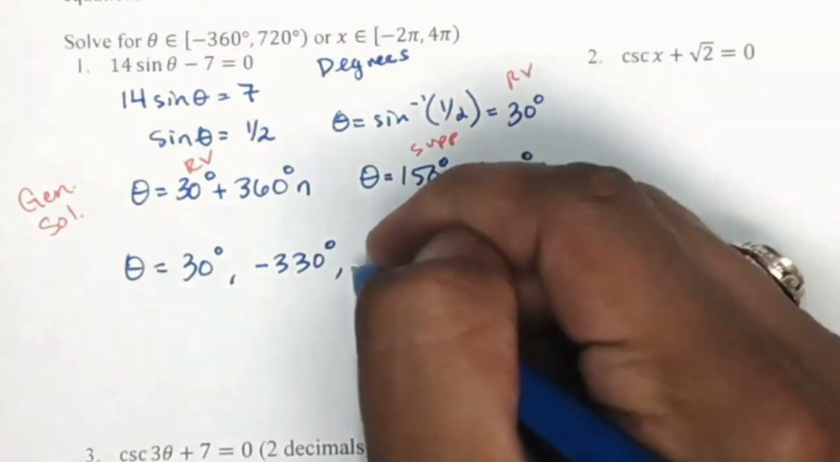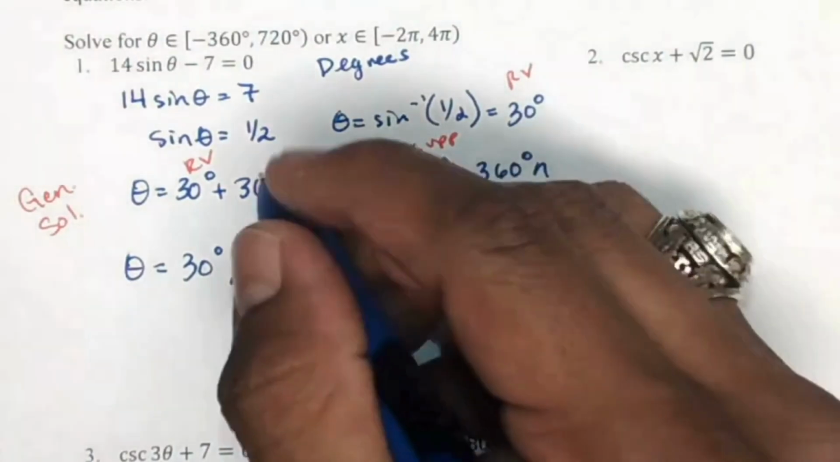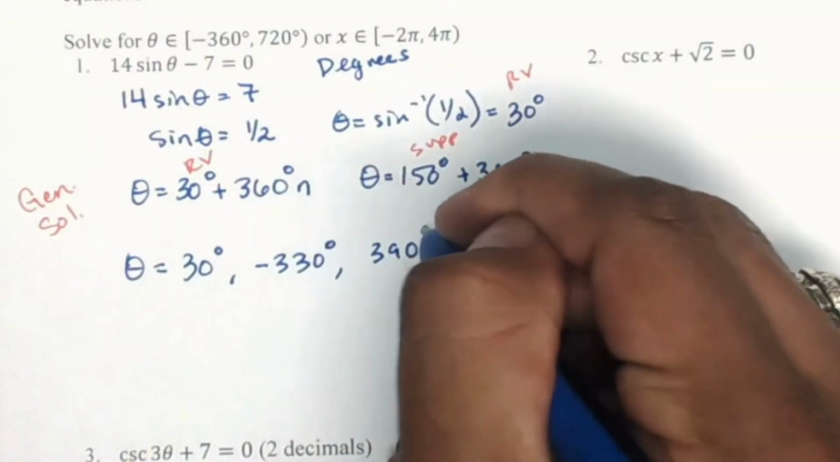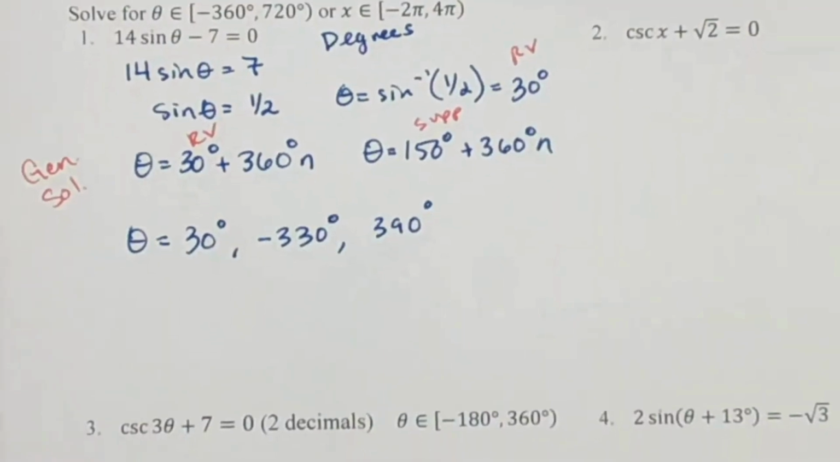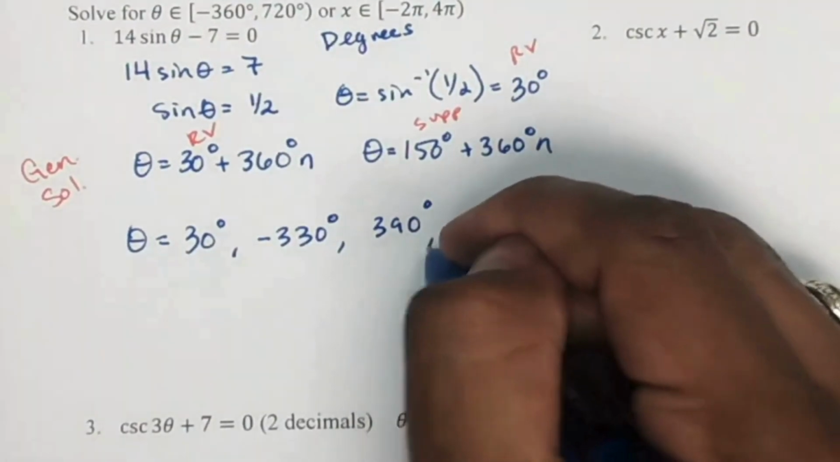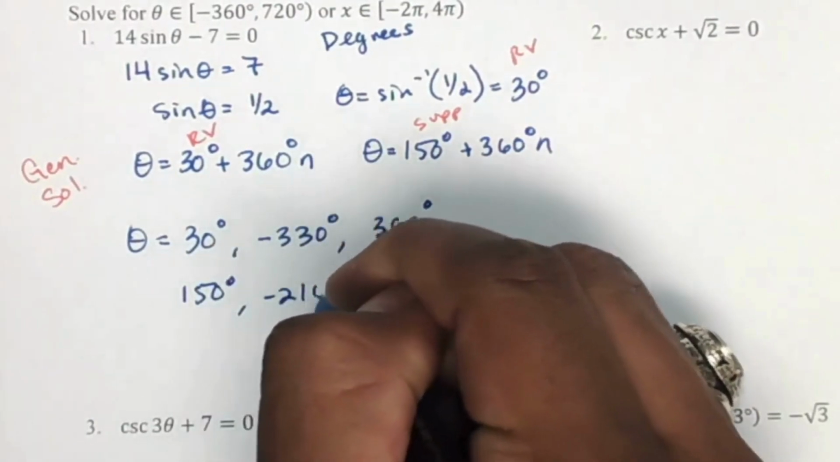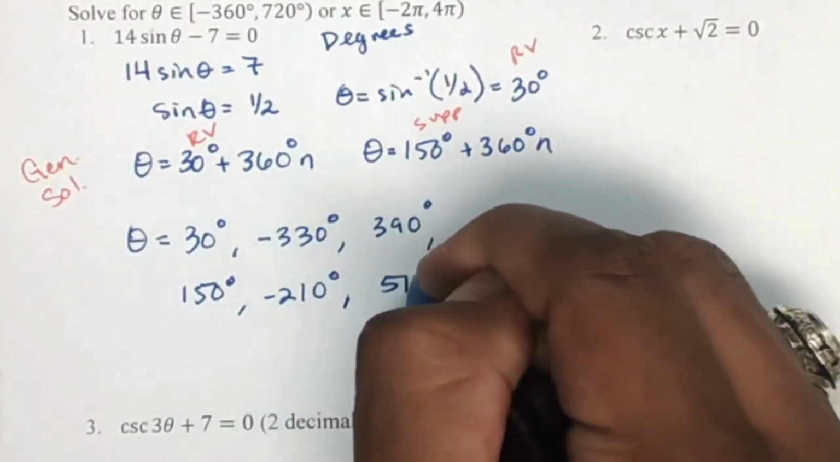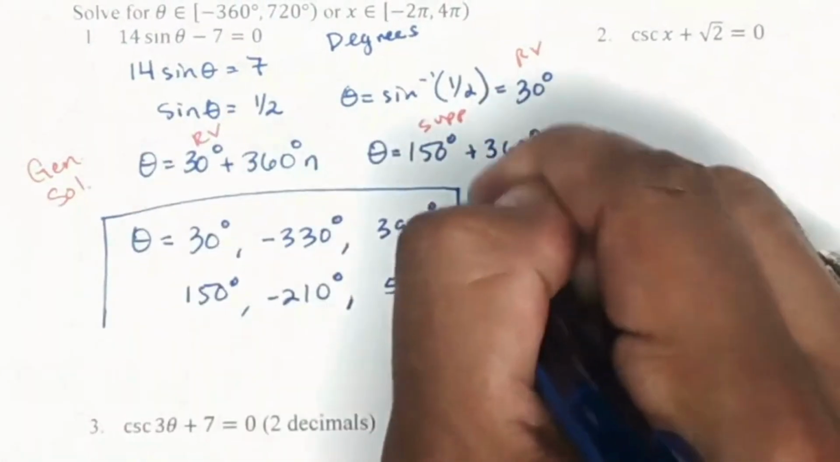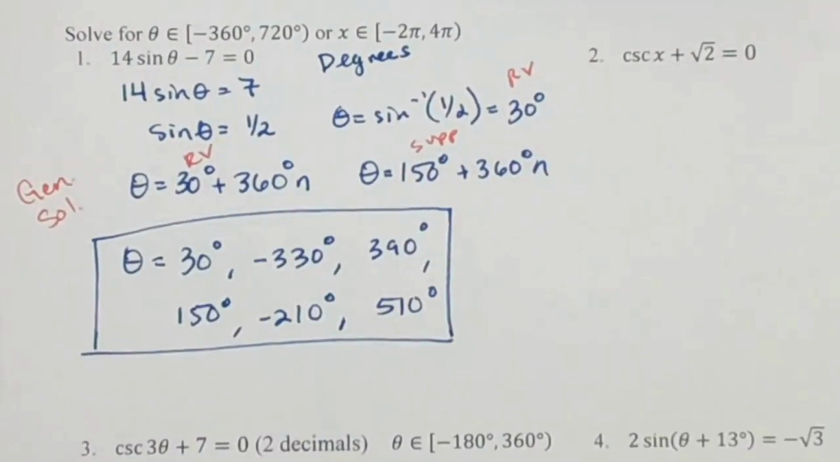Can't do any more than that because then it's out of my range. And then add 360. And then I can't add any more 360s because that would go out of my range. So then I do 150, subtract 360, and then add 360. And those are the 6 solutions for this equation within the range of negative 360 and 720.